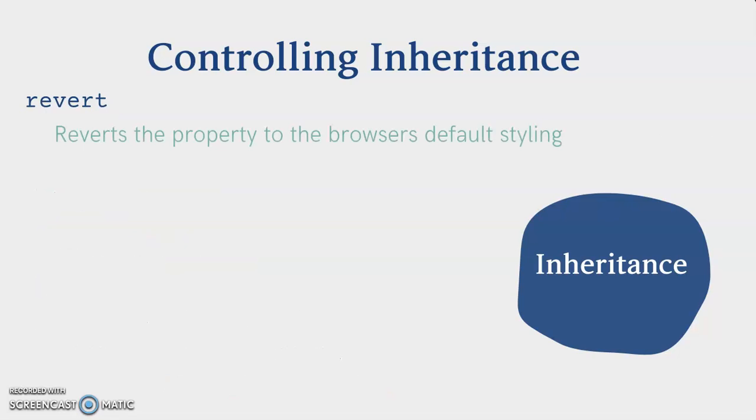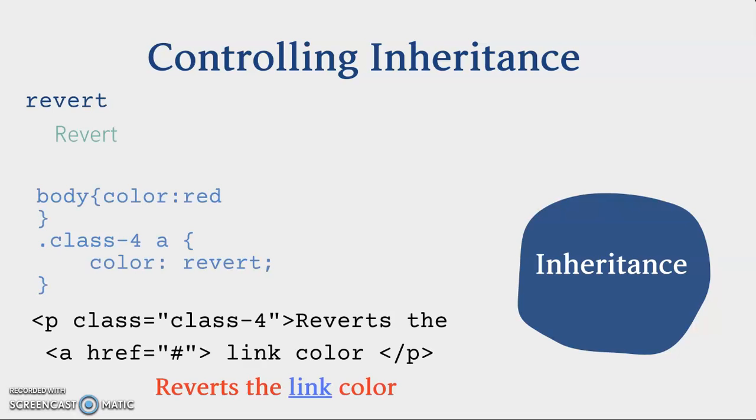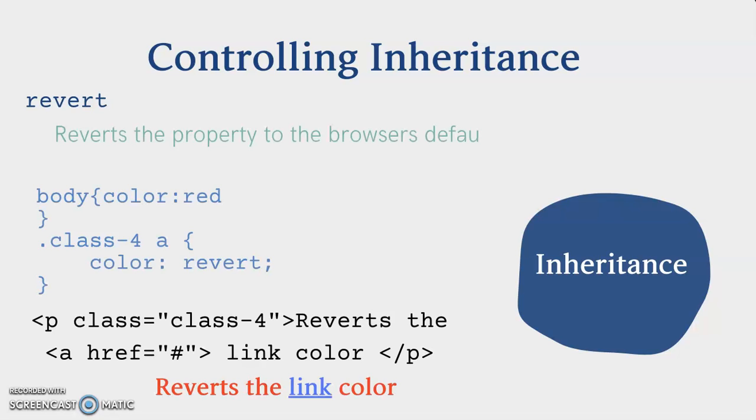Revert. Revert reverts the property to the browser's default styling. So once again, in this similar example where the body is styled to the color red and a class is given to the linking attribute with the value of revert, the linking attribute is once again blue because it reverts back to the browser's default styling.